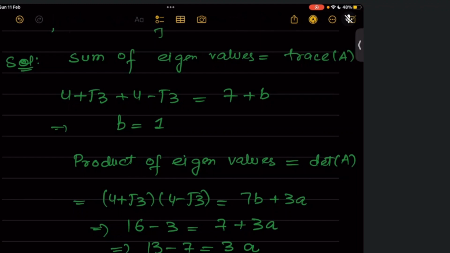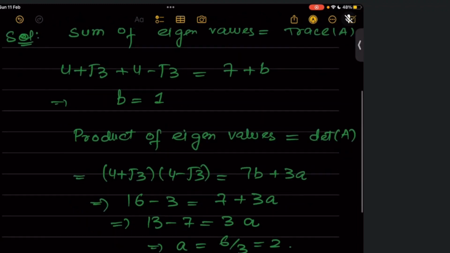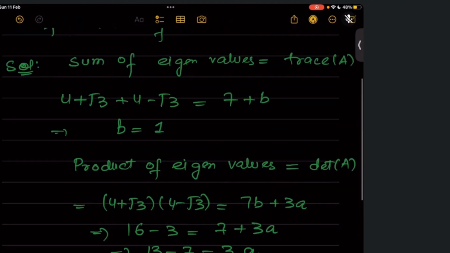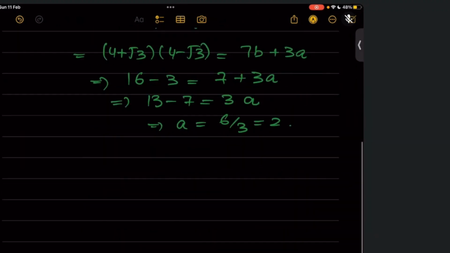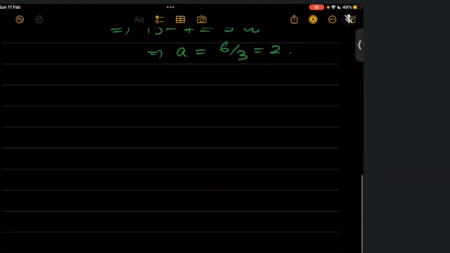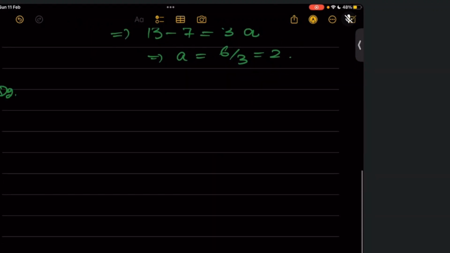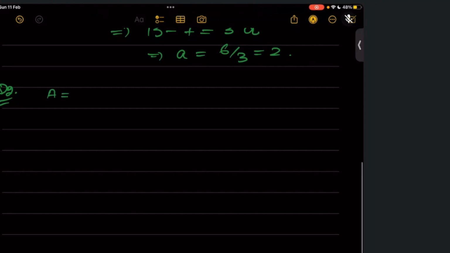Should we move ahead? Okay. Question number 2 is that we have a matrix A given, which is equal to [1, 0, 0; 2, 1, 0; 3, 2, 1].